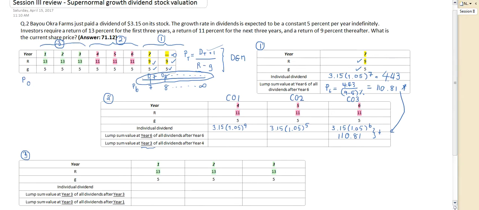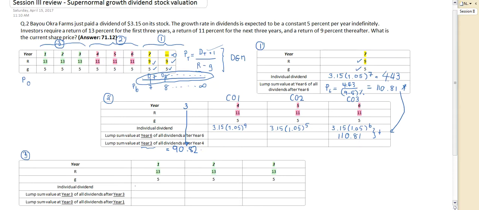So lump sum of this equal to 90.82. Okay, I don't want to put here, you're gonna get confused that it's year 4. Actually, it's year 3. Okay, so at the end of year 3, the lump sum of everything that happened from year 4, 5, 6, 7, 8, 9, until forever will be equal to this. Okay, so the last step, we're gonna find the same thing that we did in step 2.